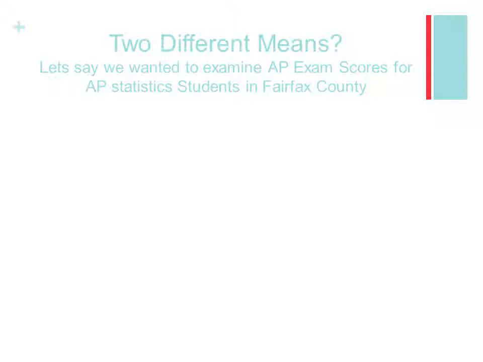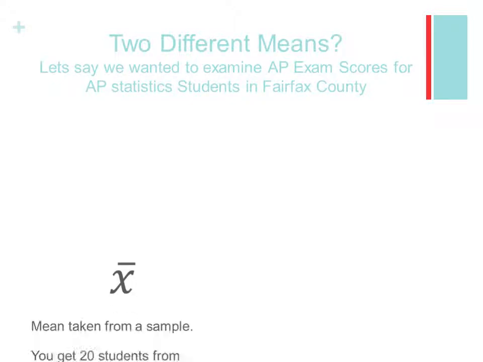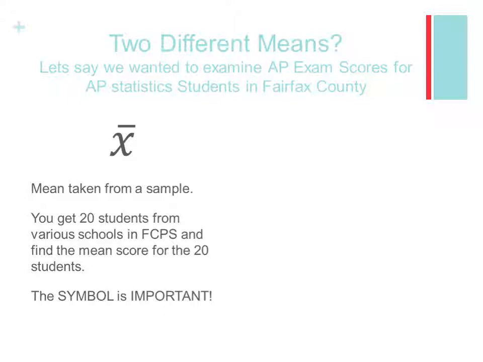You will see two different symbols for mean. Let's just say we wanted to examine the AP exam scores for the AP Statistics students in Fairfax County. We just talked about x bar. So what does x bar really mean? That is specifically a mean taken from a sample. So we're going to define our population to be all of the AP Statistics students in Fairfax County. x bar is going to be from a sample of AP Statistics students. So let's say that we get 20 students from various schools in FCPS and find the mean score for the 20 students. That is going to be x bar.